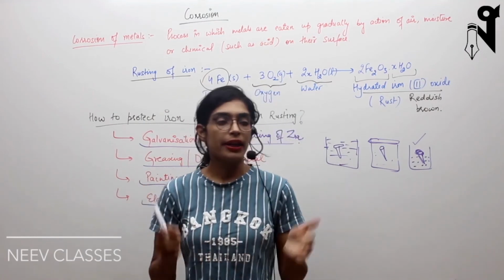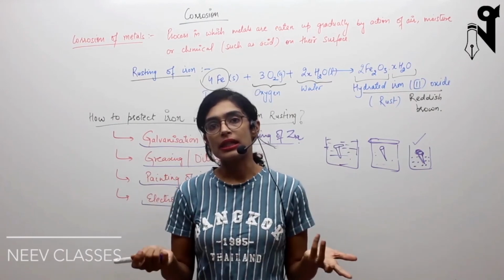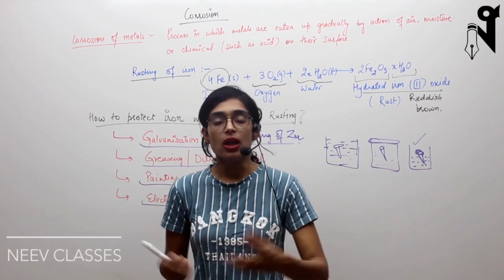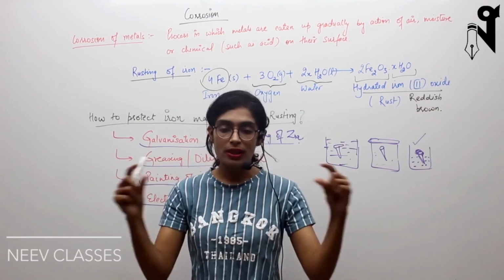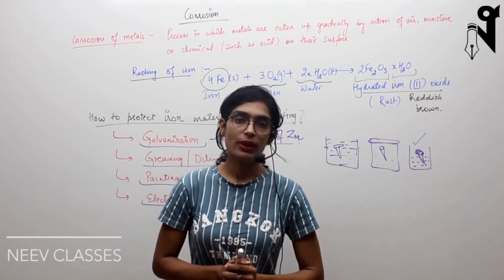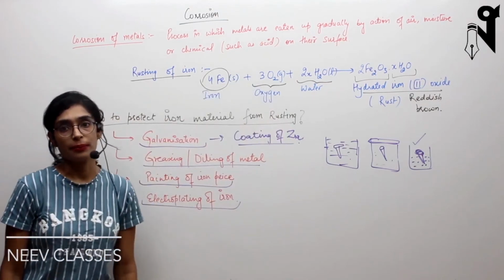There are a few cases where the oxides are weaker than their respective metals. When moisture, oxygen or acids attack and form certain kinds of compounds which are weaker than the metals, then we say the metal is corroded. Okay, so these are the ways you can protect your metal from rusting.